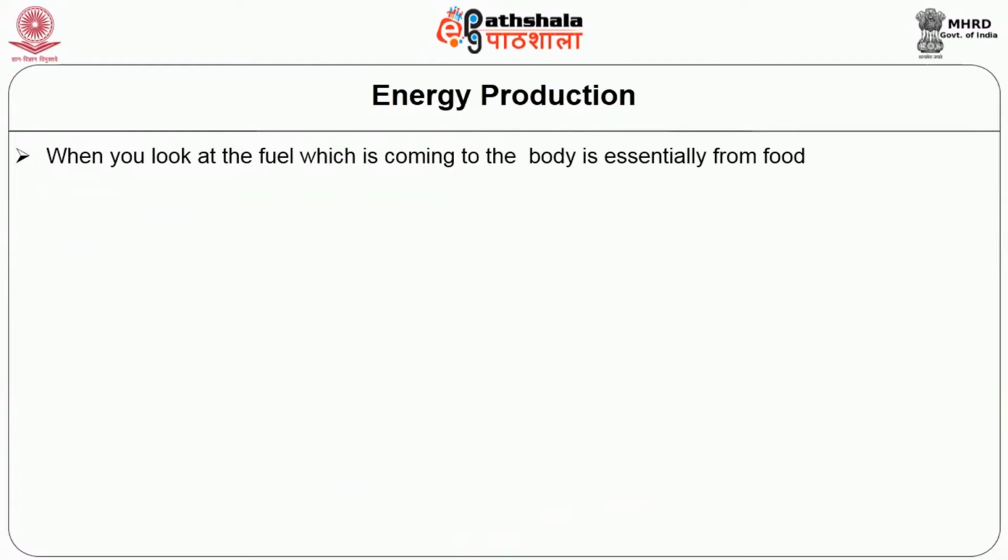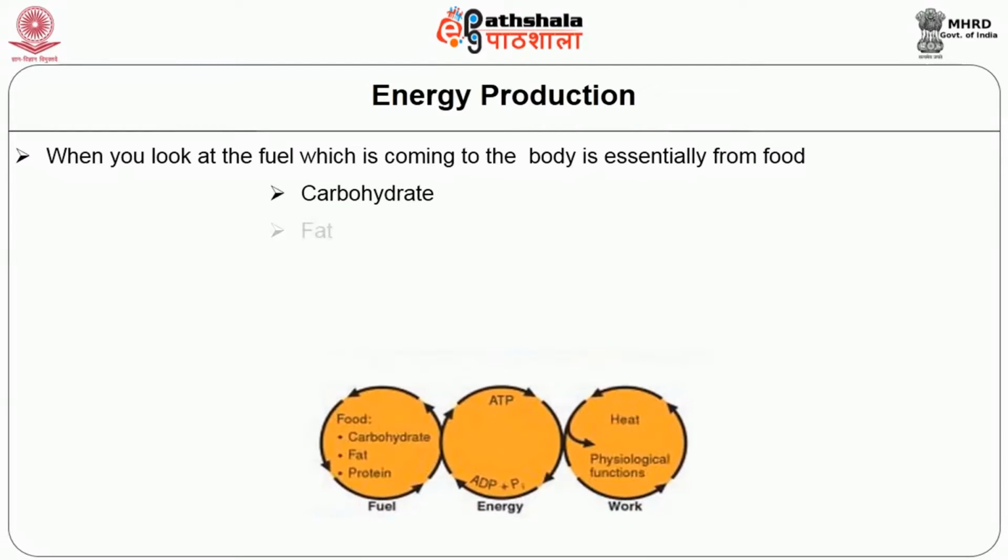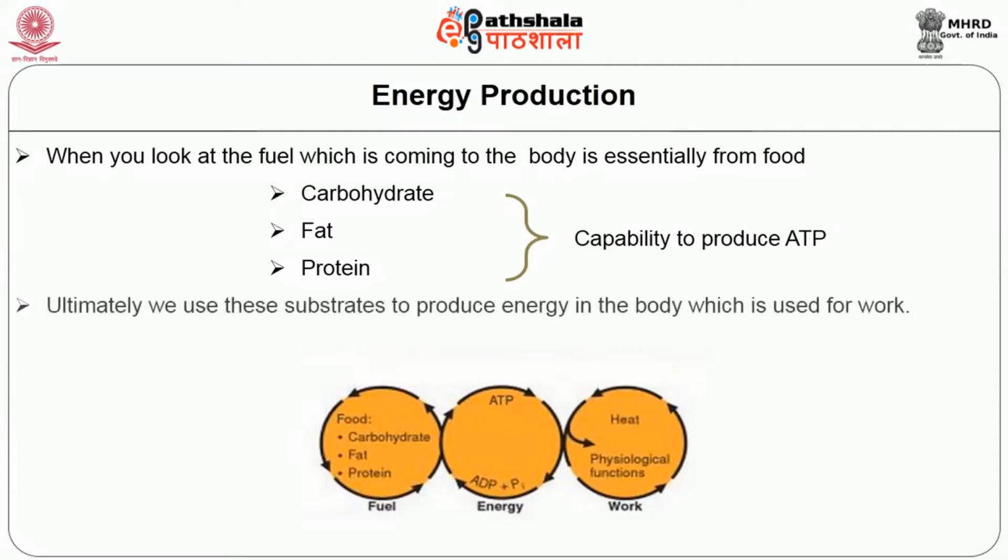So, when we look at the fuel which is coming to the body, it is essentially from the food: the carbohydrates, fats and proteins. Now, all three of them have the capability to produce ATP. Carbohydrates can produce ATP both in the presence of oxygen and in the absence of oxygen. Fats and proteins can produce ATP only in the presence of oxygen. So, ultimately we use these substrates to produce energy in the body, which is used for work, that is for the muscles which are working during exercise.